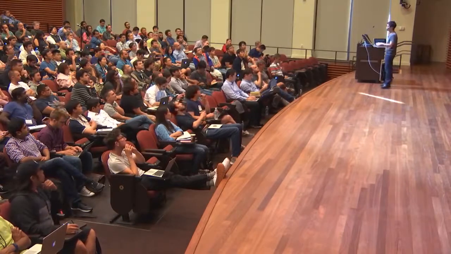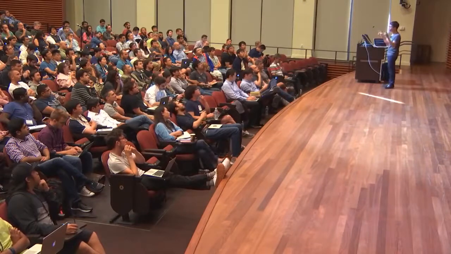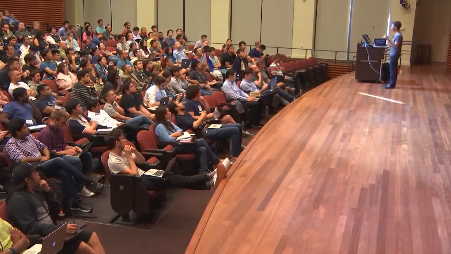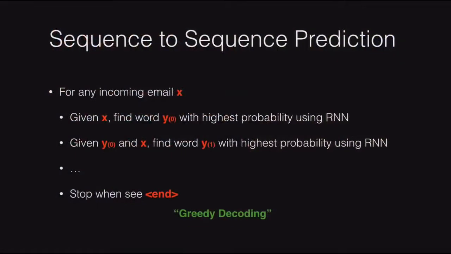So okay. How do you do prediction? The first algorithm that you can use is called greedy decoding. In greedy decoding, for any incoming email X, I'm going to predict the first word. Then you find the most likely word, and then you feed it back in. And then you find the next most likely word, and then you feed it back in, and so on.